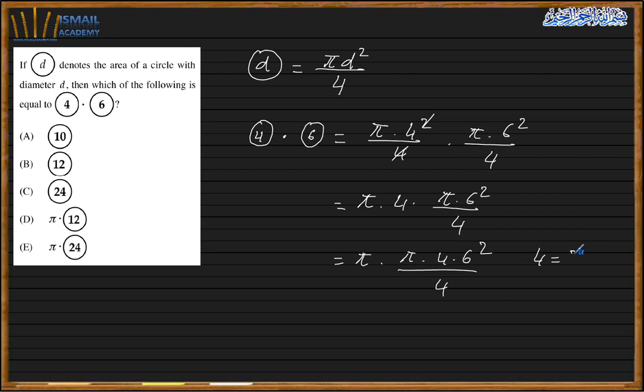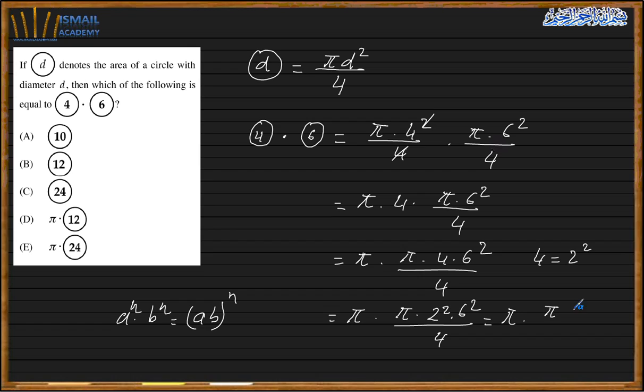So 4 is squared, so I change this one to an exponent over 4. And we know that if I have a to the power n times b to the power n, if the exponents are the same, we can combine the bases and have one exponent. So this will be pi times pi 2 times x squared over 4. And 2 times x is 12, so it's going to be pi times pi 12 squared over 4. As you see here, if I want to change the notation to circle, it's going to be pi circle 12, which is the d here.